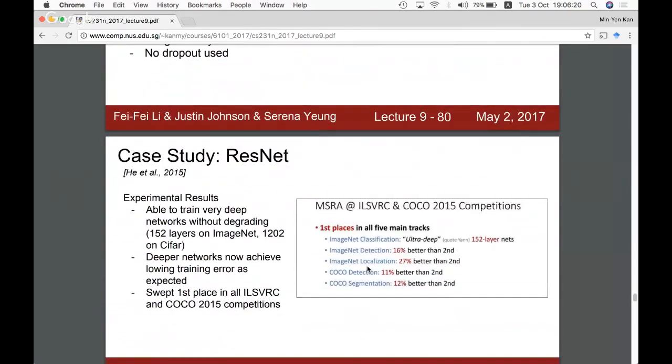So this is the experimental result. It's just the marketing for the ResNet: 152 layers actually gives lower training error and sweeps the other competitions.